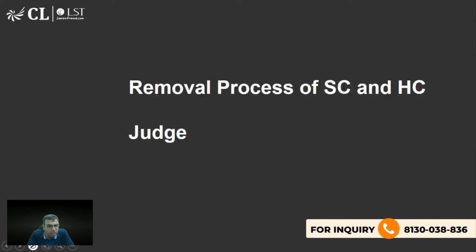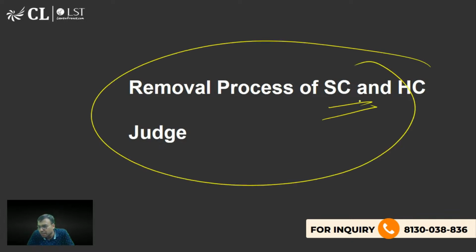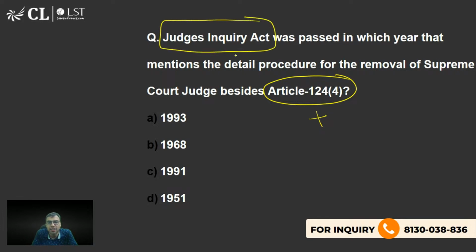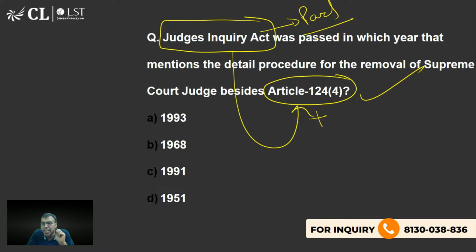Now, let's talk about the process of removal of a Supreme Court and High Court judge, because I've told you both are exactly the same. So let's talk about this. The process of removal of a Supreme Court judge is mentioned in Article 124 clause 4, but to support that, a law called the Judges Inquiry Act was passed to explain this article further in detail. So this law was passed by the Parliament in which year? 1993, 1968, 1991, 1951. What is the right answer to this question?